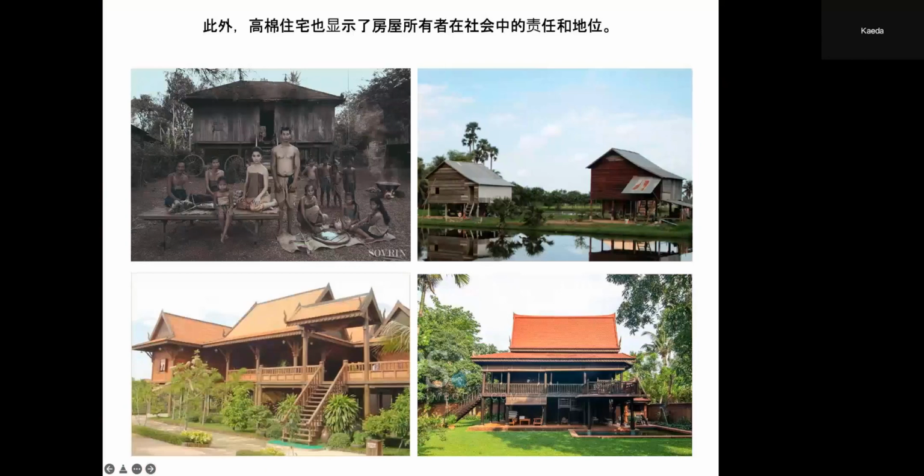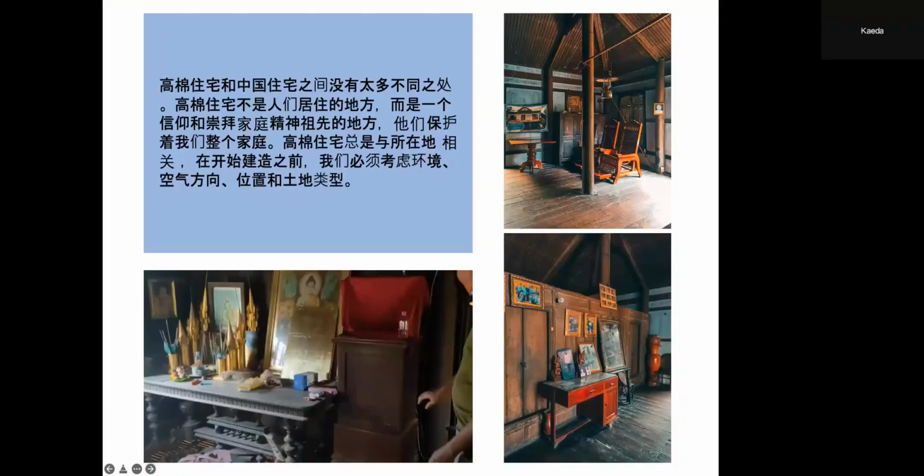There are many differences between the Khmer house and the Chinese house. The Khmer house is a sacred place for believing for the whole family. The Khmer house is always connected to the location, so we have to think carefully before starting building, especially about the environment and direction.